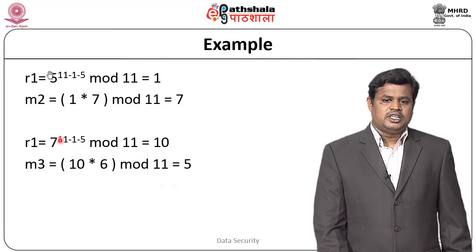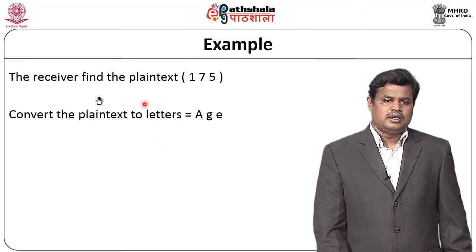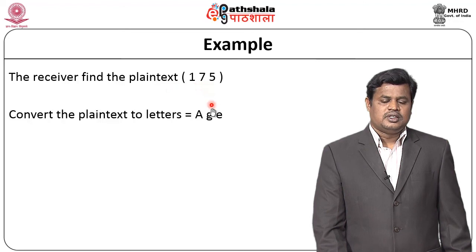After doing this process, I am able to get the original plain text that was sent from Alice to Bob, which is 1, 7 and 5. The letters of this plain text are A, G, E.